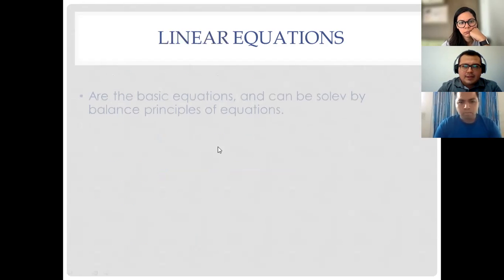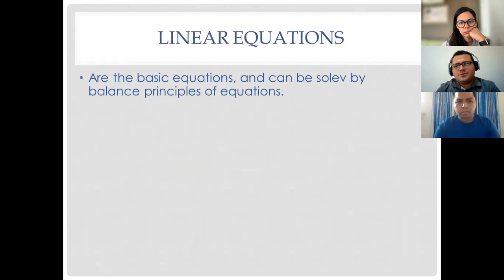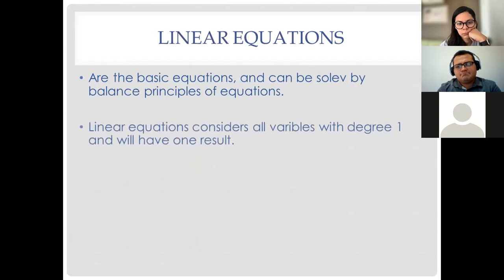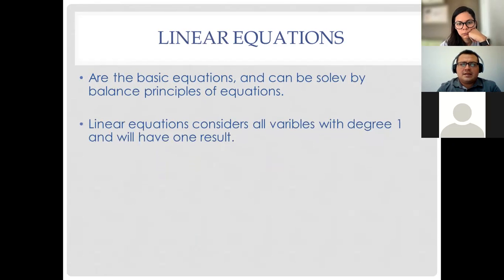Okay. Talking about linear equations. Linear equations are like the basic way you can understand an equation. And I think those can be solved by balance principles we saw at the beginning. Linear equations can practically work with one variable or more than one variable, but they will have degree 1. You can work with x plus y plus z equals 20, for example. That's an equation, but all of them have degree 1. That's the main characteristic, and that's why they receive the name of linear.